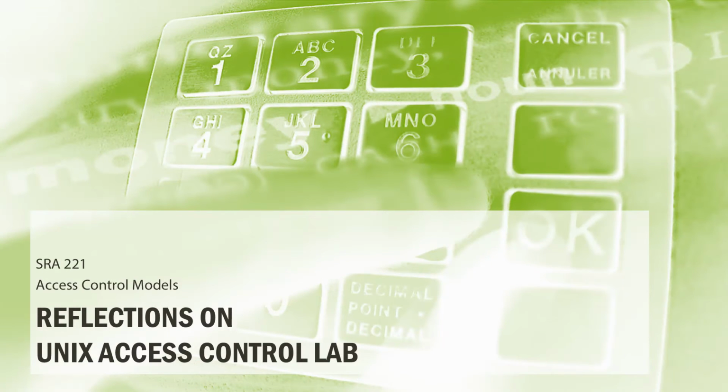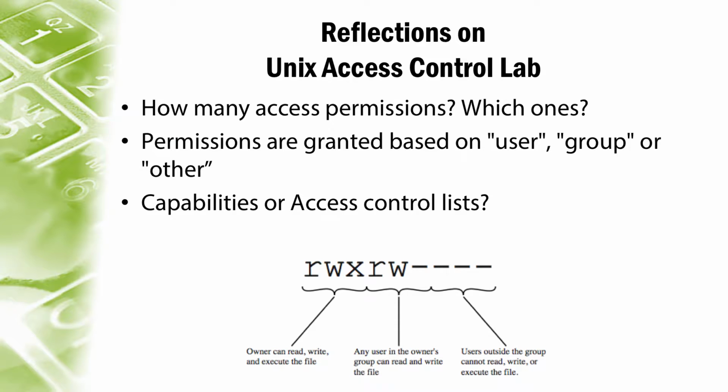Welcome to SRA 221. In this video, we will briefly discuss the UNIX File Level Access Control System. In UNIX, each user has a unique user ID, otherwise known as a UID. UID 0 is typically set by default and associated with the super user.